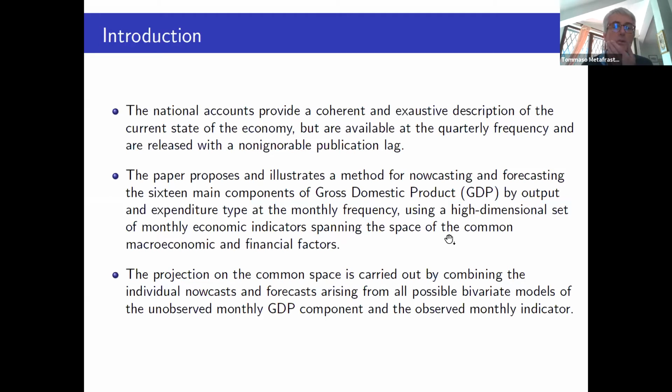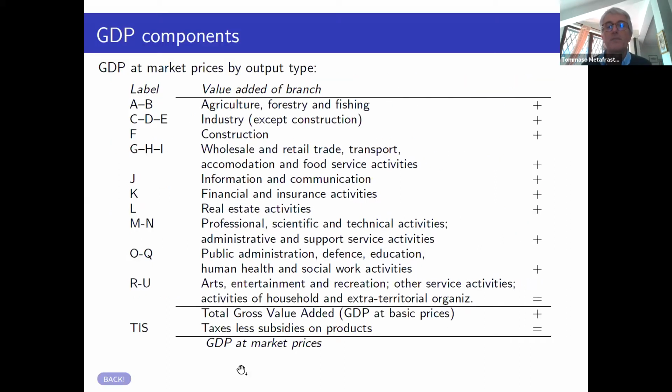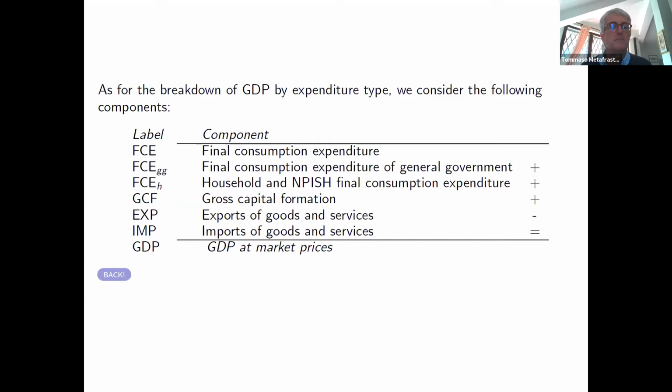Okay, so what we do is that we look at the disaggregation of GDP by component. Here is the decomposition by output type. And so we consider sectors of the economy and the contribution through value added to GDP at market prices. And we look also at the breakdown of GDP by expenditure type. So these are the two things that we look at. So let me go back here.